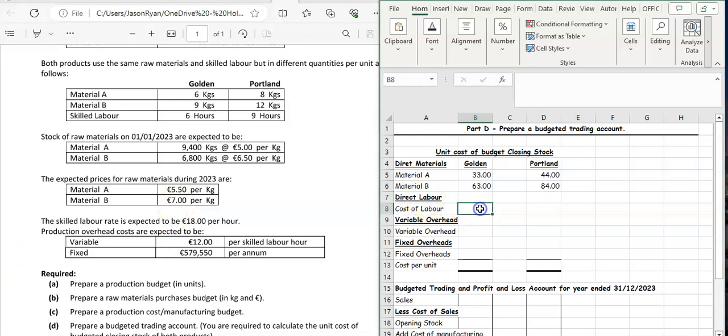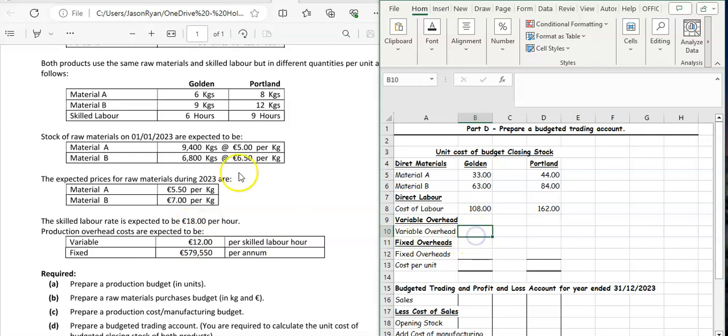So the cost of labour then is next. We know it takes 6 hours for Golden, 9 hours for Portland, and the skilled labour is 18 hours for each one. So it's going to be 6 multiplied by 18. And then for Portland, it's going to be 9 multiplied by 18. So 9 hours for Portland, 6 hours for Golden to produce 1 unit, and the skilled labour is €18 per hour.